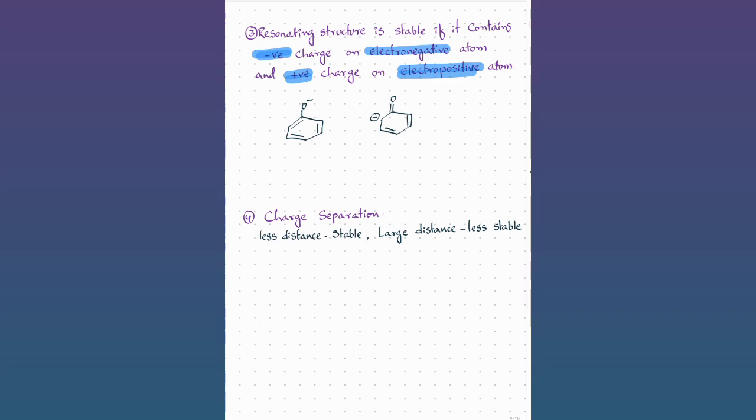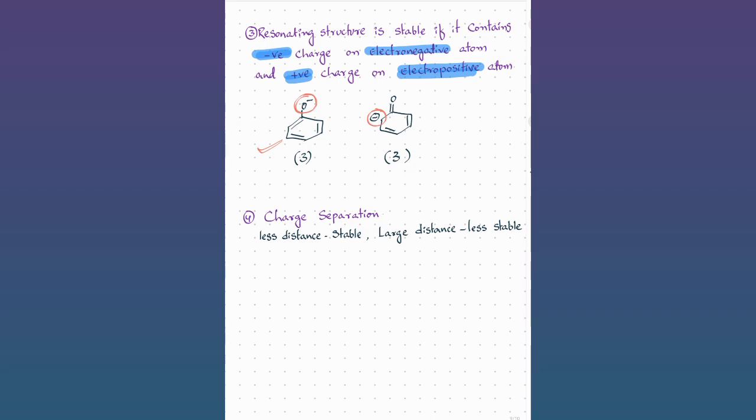Now here, which will be more stable? As per the second rule, this one has 3 pi bonds, and here we also have 3 pi bonds. When the pi bonds are the same, we need to decide the stability based on the third rule. Here, oxygen is an electronegative atom carrying the negative charge. Here, carbon is carrying the negative charge. So the first structure is more stable than the second one. I hope you got it.